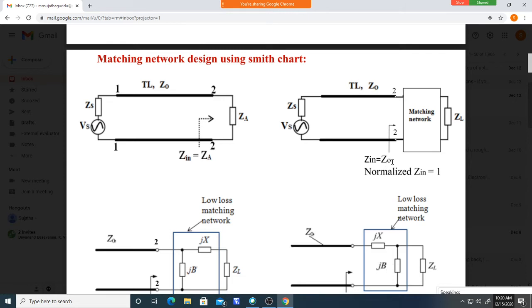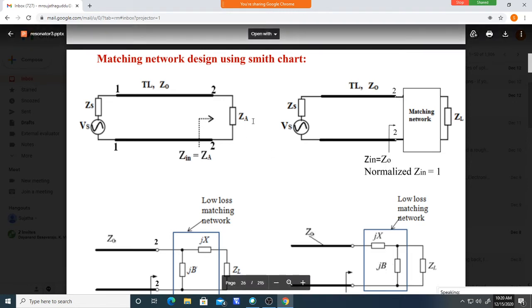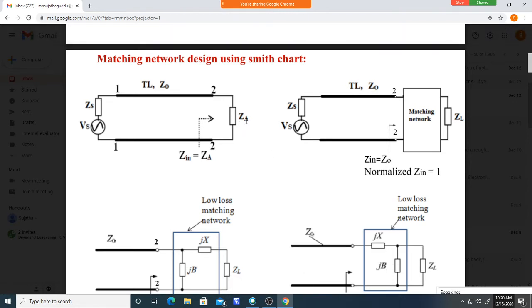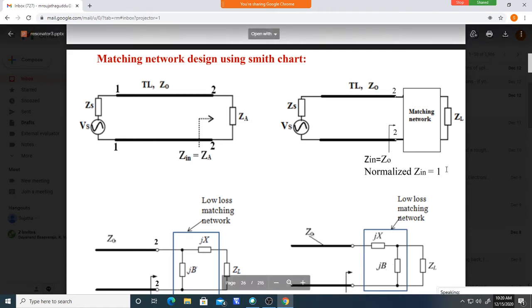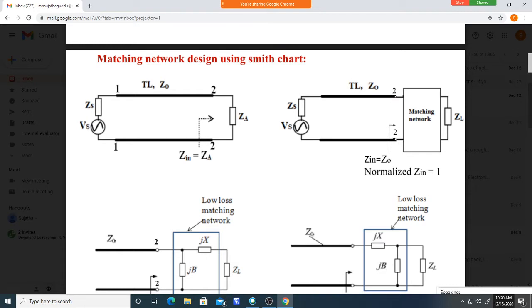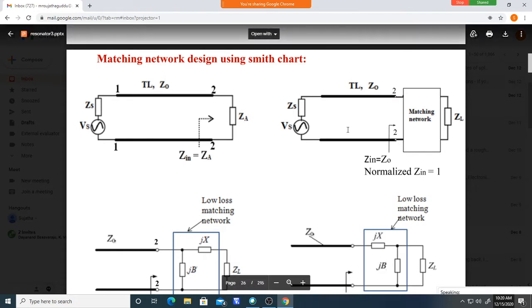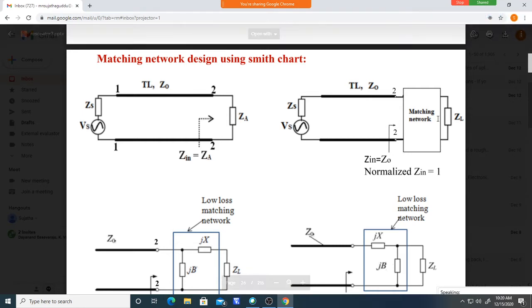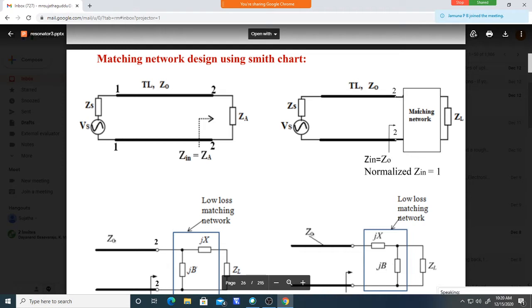For example, if Z naught is 50 ohm, this is some ZS, it is not equal to 50, it is something else. Our intention here is to change the impedance between two, that means you should change this to 50 ohm, by connecting the matching network like this. Once we make this equal to 50 ohm, Z equals Z naught, and the source will deliver maximum power to this network.